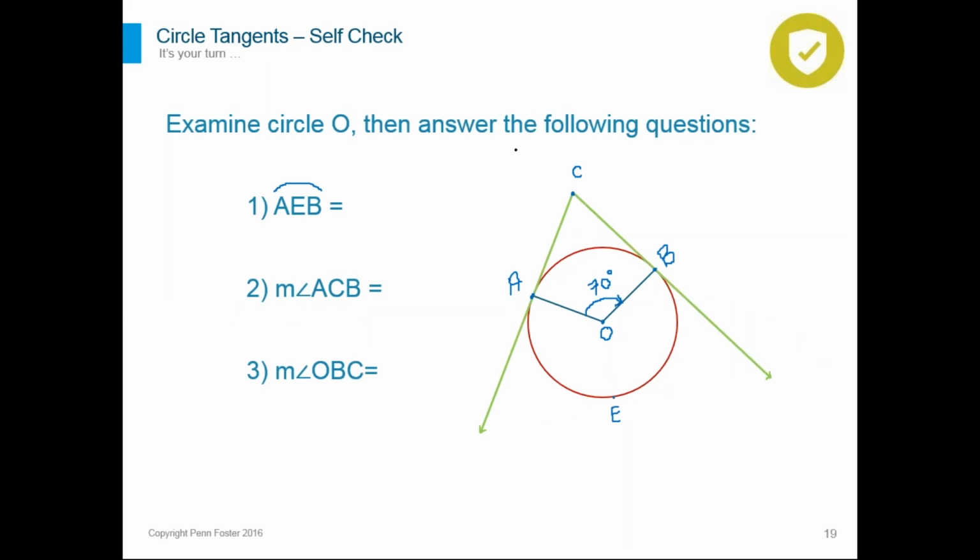Examine circle O, then answer the following questions. What is the measure of AEB? AEB is the major arc. What do you think? Something given in my figure, the central angle measure is 70. That makes what, 70 as well? I'm going to let you answer that in here.